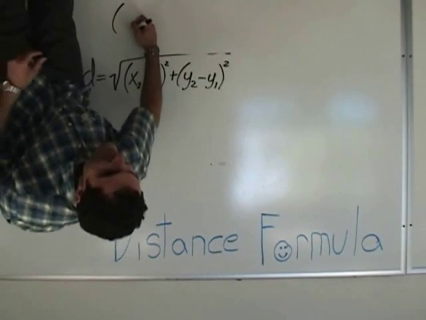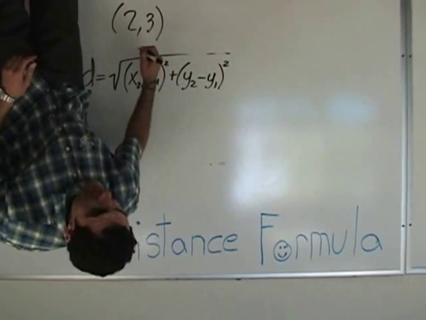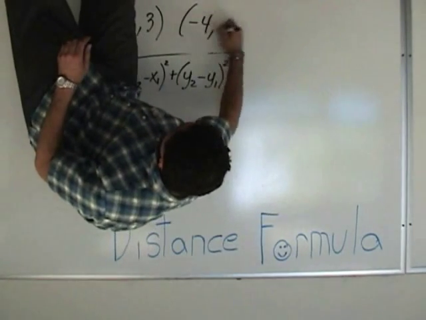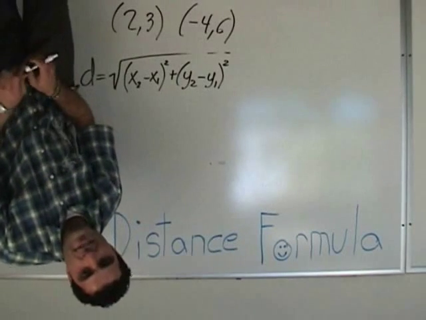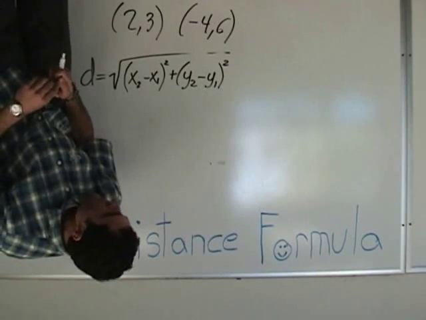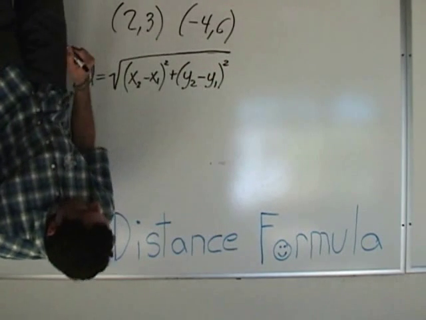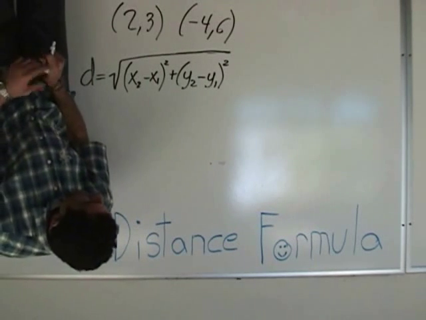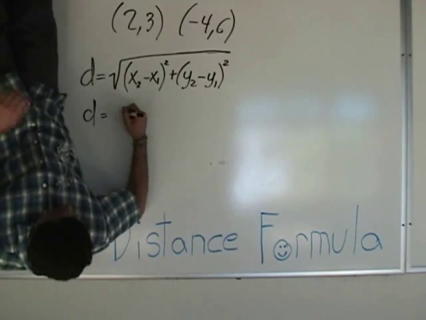Next point. 2, 3. Good. Negative 4, 6. What is it? 2, 3, negative 4, 6. All right? Let's plug it in. Now, it doesn't matter what we choose as our x2 or our x1. So, any suggestions, friends? Sure, go ahead.